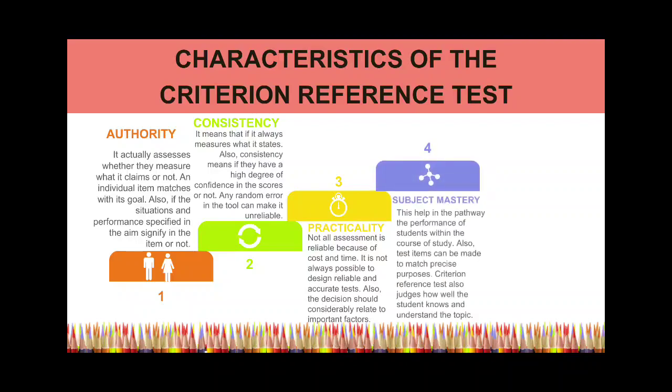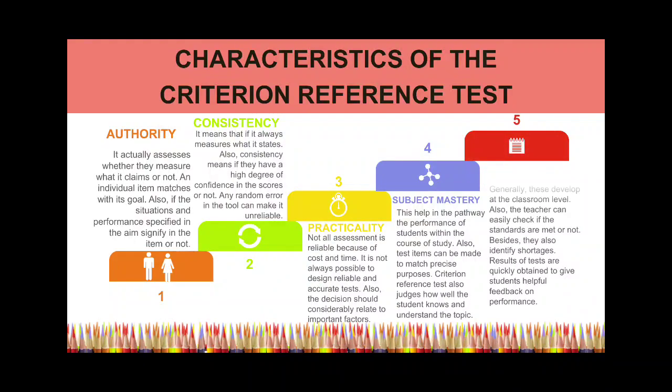Number 4, subject mastery. This helps with the pathway, the performance of students within the course of study. Also, these test items can be made to match precise purposes. Criterion reference test also judges how well the student knows and understands the topic. And number 5, managed locally. Generally, these are developed at the classroom level. Also, the teacher can easily check if the standards are met or not. Besides, they also identify shortages. Results of tests are quickly obtained to give students helpful feedback on performance.